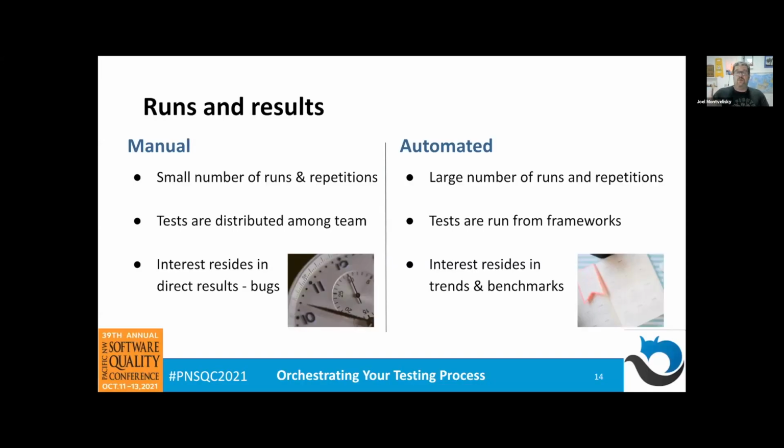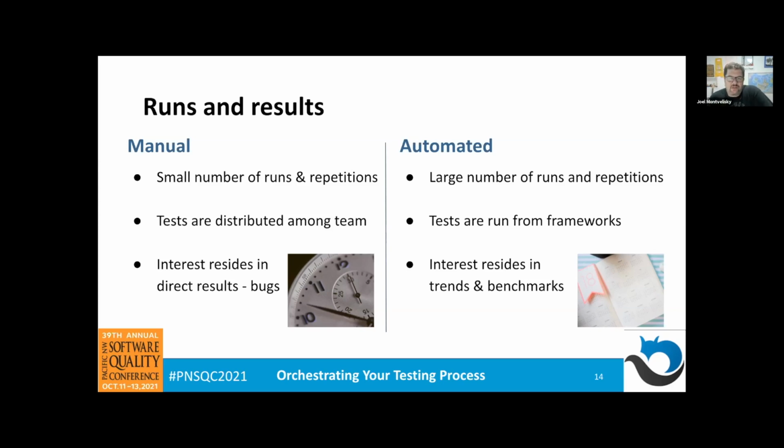Moreover, when we look at the results, manual tests we usually run fewer times, so we have a smaller number of repetitions. Whereas with automation, we might run it once a day or multiple times a day. I've seen projects where they have thousands of runs for the same test. Usually when we do manual testing, we distribute the execution among a number of people in the team. Again, for automation, we don't care. It's a framework running it, and it doesn't even need to be triggered by anyone else.